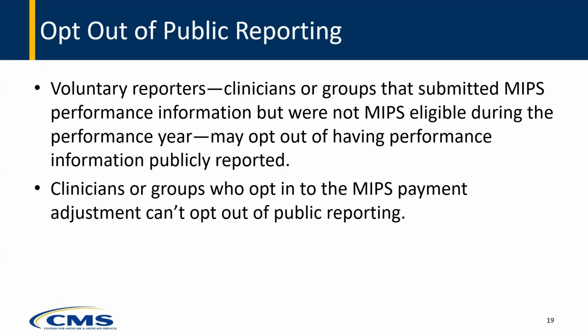Certain clinicians and groups are able to opt out of having their performance information publicly reported. Only those clinicians and groups who are eligible to opt out of public reporting are given that option during the preview period. Many clinicians and groups ask how they know if they're eligible to opt out of public reporting. This year, there's only one scenario in which you or your group may be eligible to opt out, if you're a voluntary reporter. This means that you're a clinician or group that submitted MIPS performance information but weren't MIPS eligible during the performance year. That is the only scenario in which you can opt out of having performance information publicly reported.